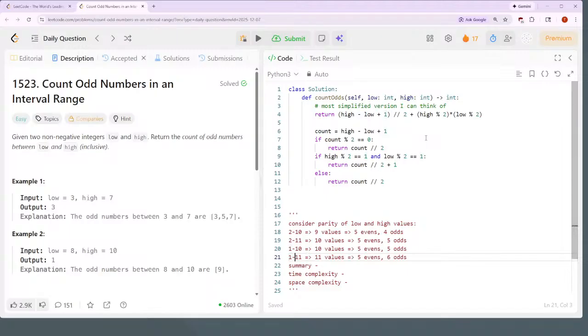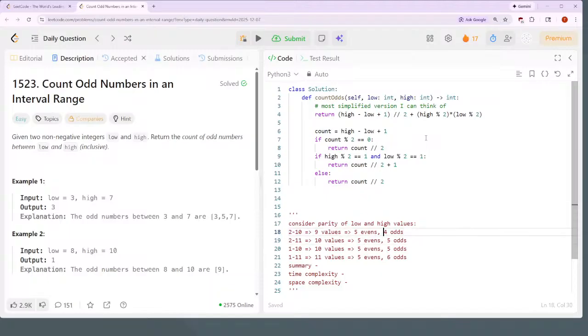So here it's going to be 6. Round down version would be 5. 11 minus 1 is 10, 10 divided by 2 is 5, which means 5 and 6. So high minus low plus 1 divided by 2 works, while high minus low just divided by 2 would give you the less common one, the less common one being either odd or even.